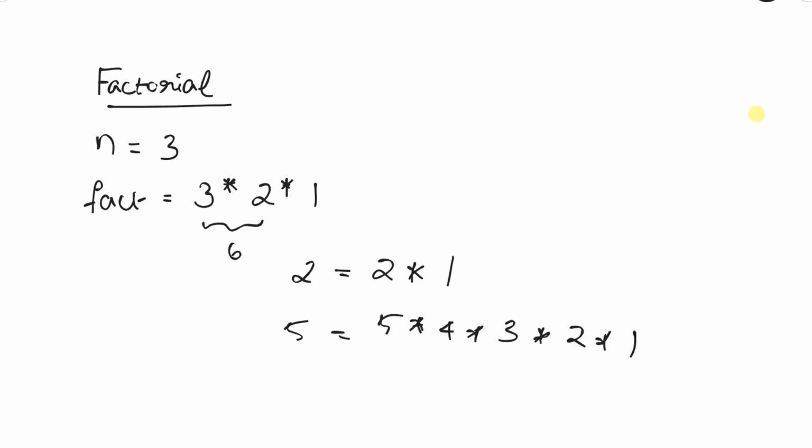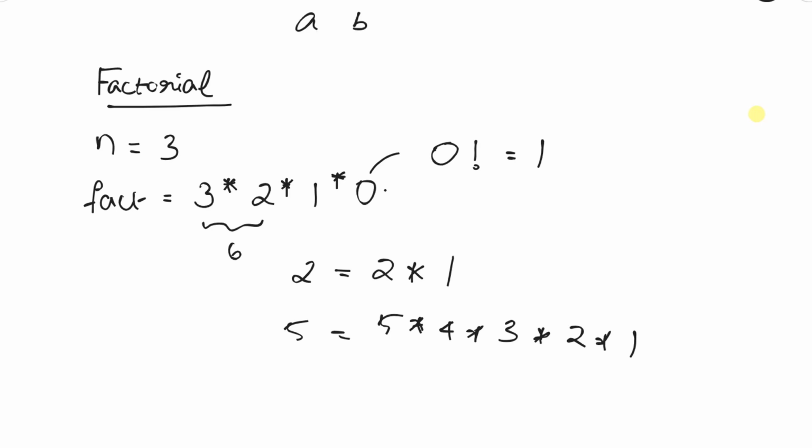There can be a doubt like, why are we not multiplying with 0? So basically 0 factorial is equal to 1. Why is it? Because n is equal to 3, we said that it is finding the number of permutations. In how many ways can we represent 3 elements? That is 3 elements in 6 ways.